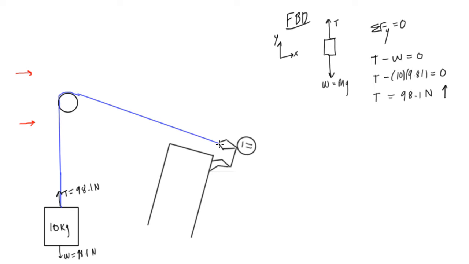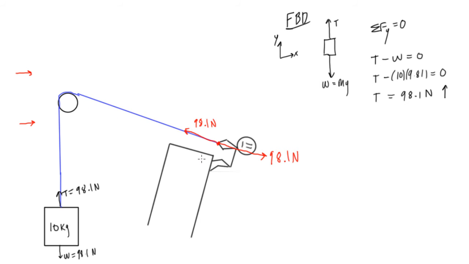So you could say that he's pulling the rope this way right here at 98.1 newtons. And because the rope is also in static equilibrium, the rope's not moving, then the rope has to be pulling back on him in the equal and opposite direction at 98.1 newtons. And then you'll see that the tension here is still 98.1 newtons.